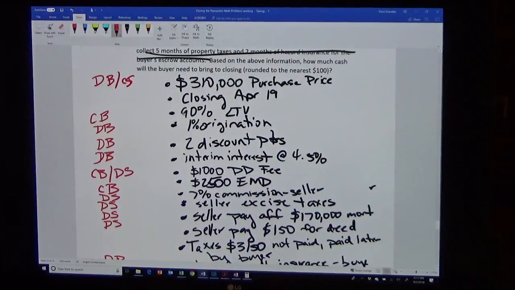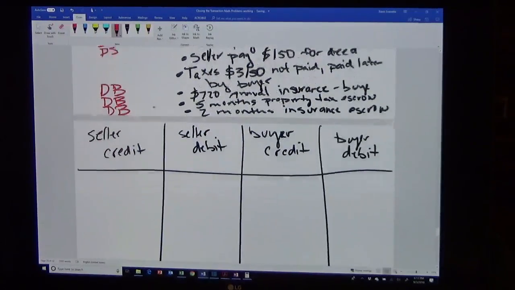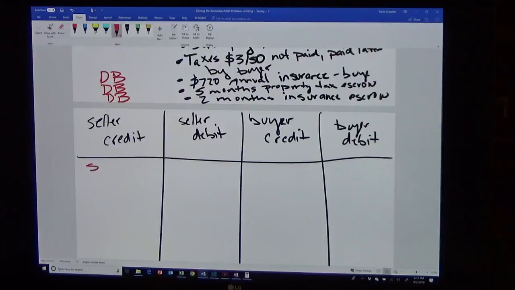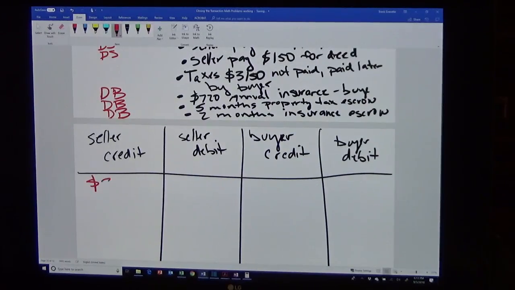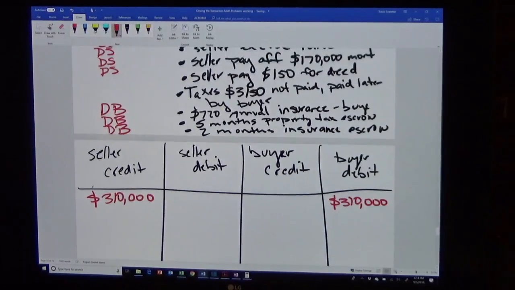Alright, so let's start working on this thing. $310,000 purchase price. And we already said debit, buyer, credit, seller. So put a check mark beside it, let's fill it in. Debit, buyer, credit, seller for $310,000. Alright, done.